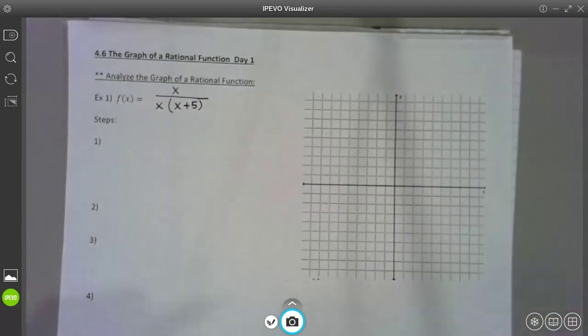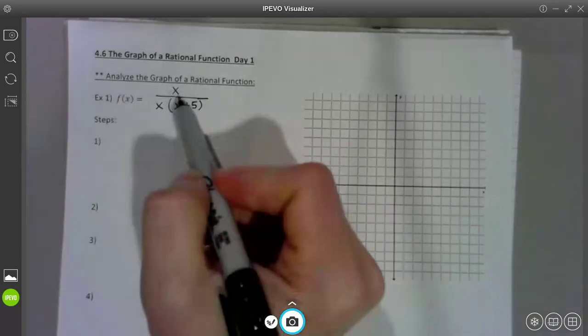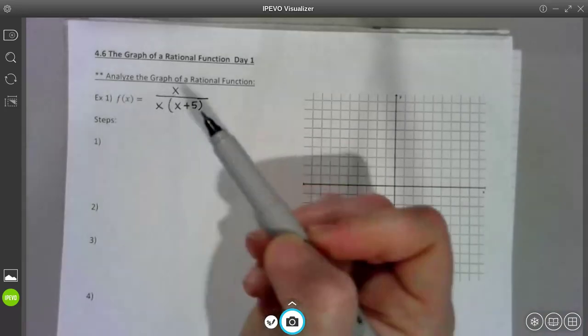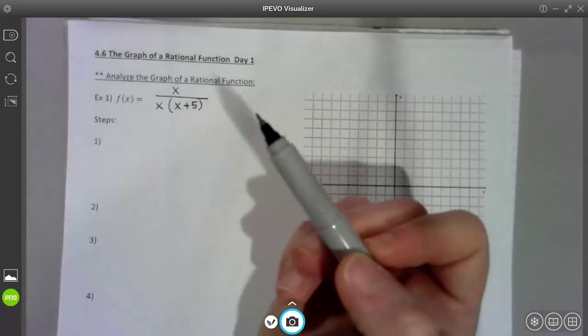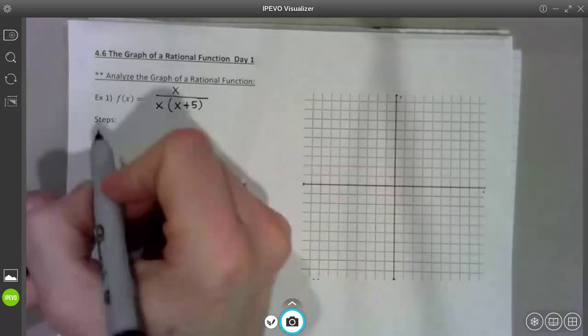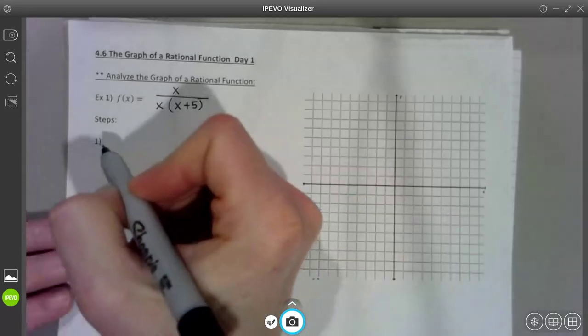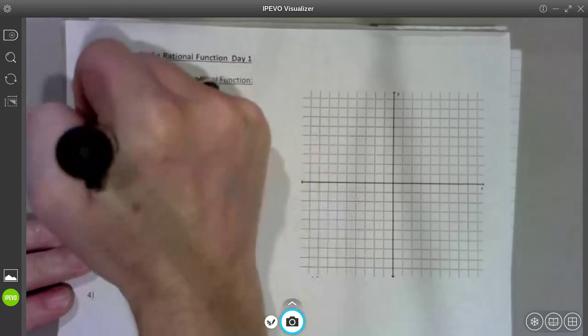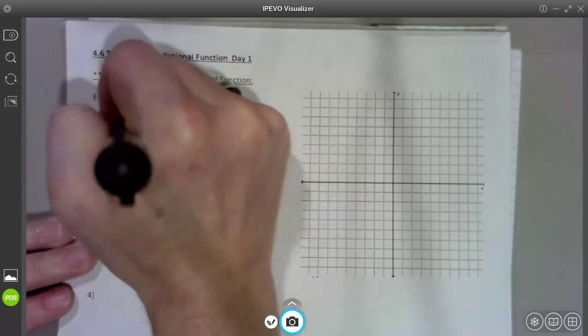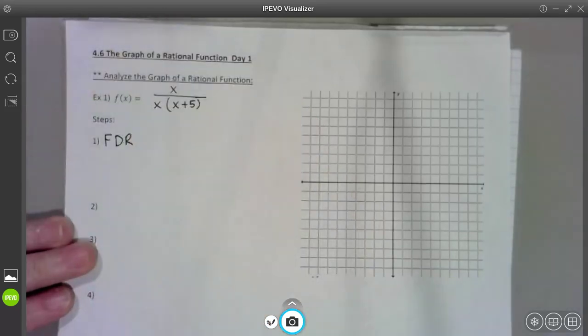We're going to graph this function, x over x times x plus 5. So it's in factored form for us, which is phenomenal. Okay, my first step, every single time I graph a rational function, I told you is going to be F D R. I want you to factor it. I want you to find the domain. And then I want you to reduce it or simplify it.